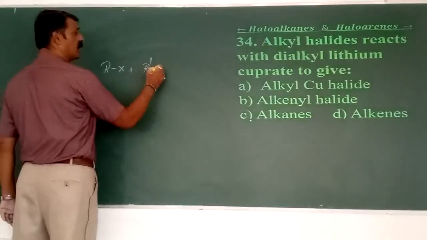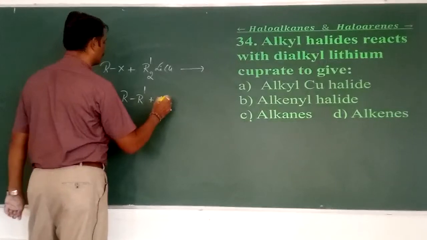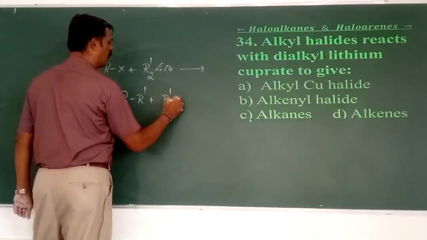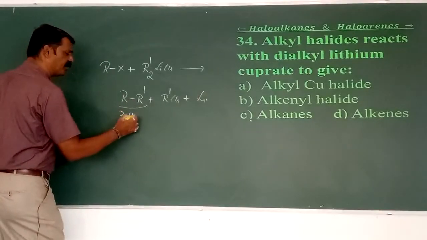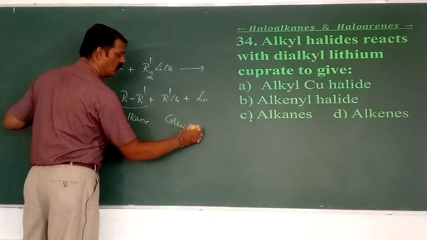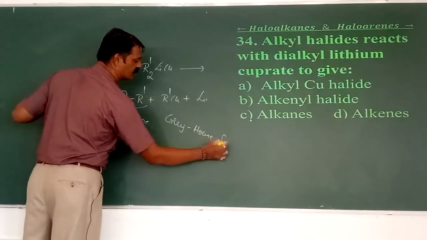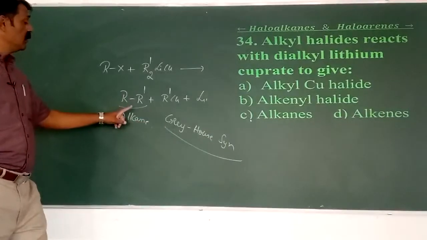dialkyl lithium cuprate to form R-R' plus R-Cu plus Li. This is called as respective alkanes, preferably the higher alkanes. And the name of this reaction is called Corey-House synthesis. Corey-House synthesis. The preparation of which one?